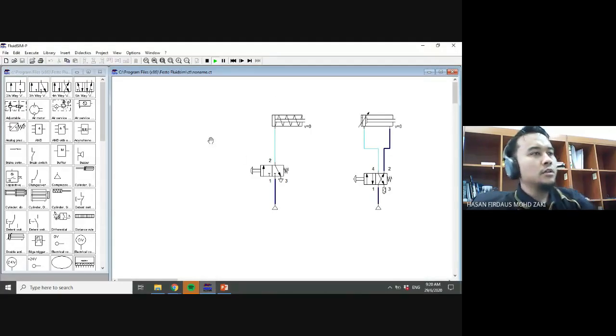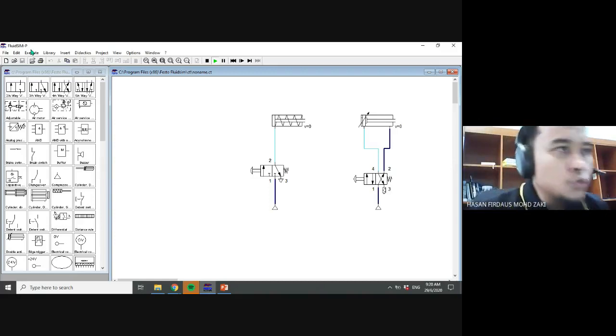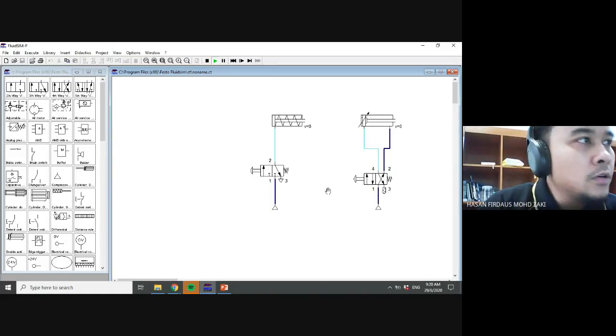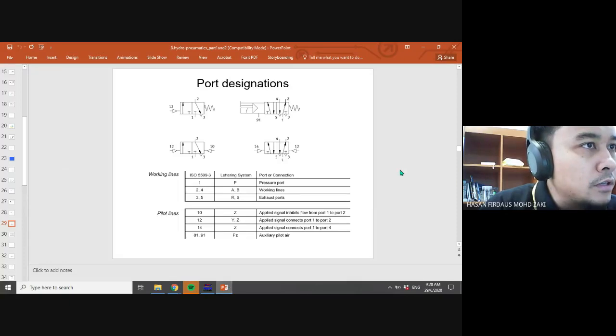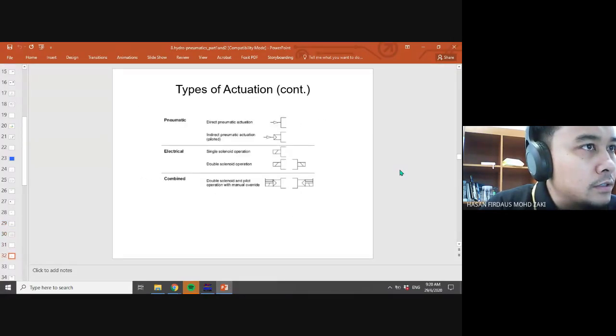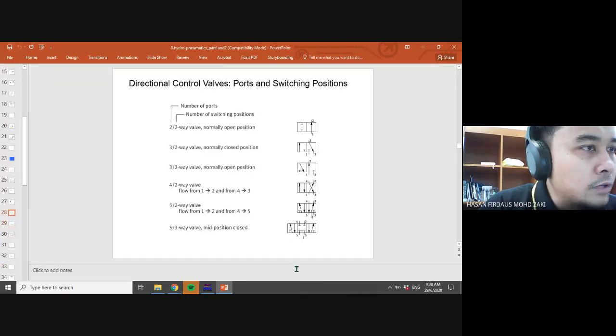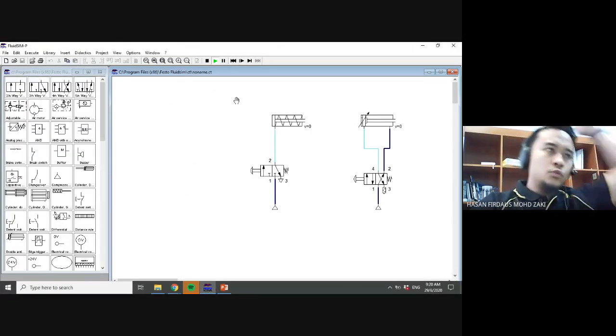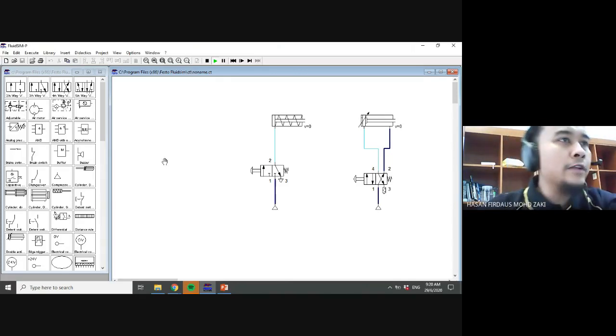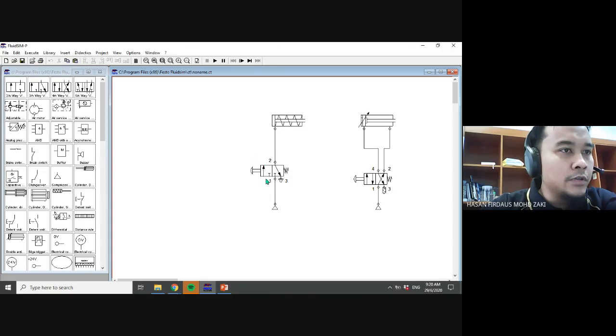So this is the FluidSIM Festo software. Okay, I just want to show you. Okay. All right. Before that, because this one is a cylinder, I haven't talked about cylinder yet. Okay, doesn't matter. We go to our software here. All right. Okay. So this is our directional control valve.